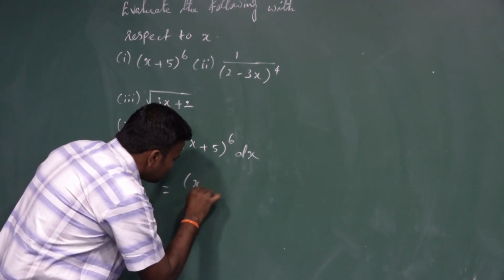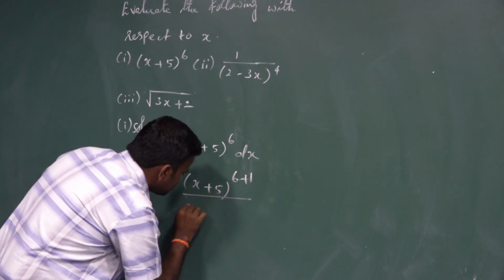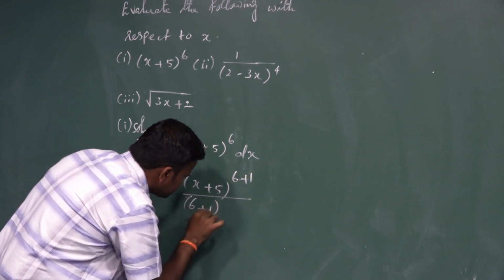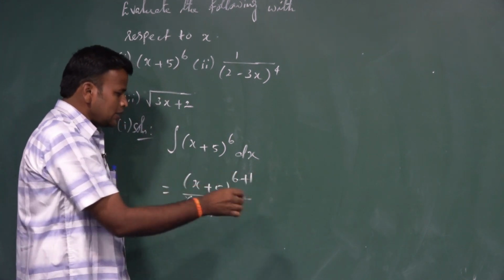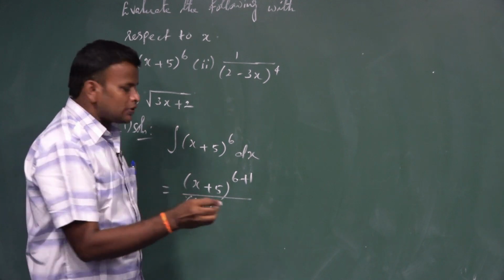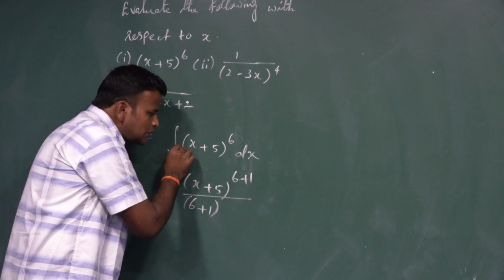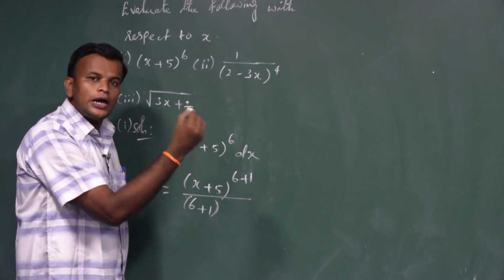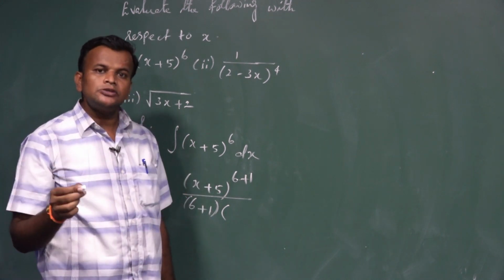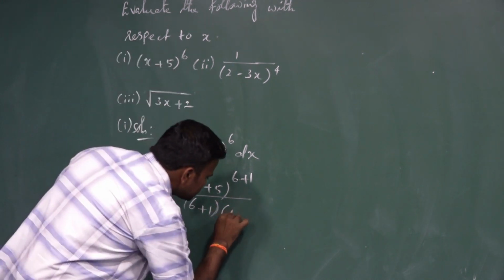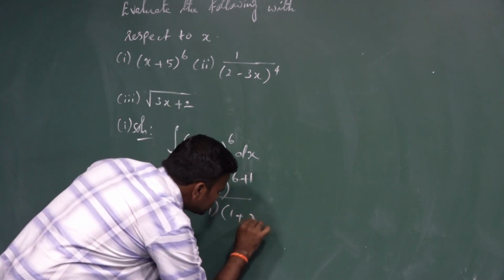So x plus 5 whole power 6 plus 1 divided by 6 plus 1. First of all, I use the x power n formula, so x power n plus 1 by n plus 1. But it is a composite function. It's not only x, x plus 5 is there. So we differentiate the base term with respect to x. What is the first term? x. The derivative of x with respect to x is 1. Plus the derivative of the constant 5 is 0, plus c.